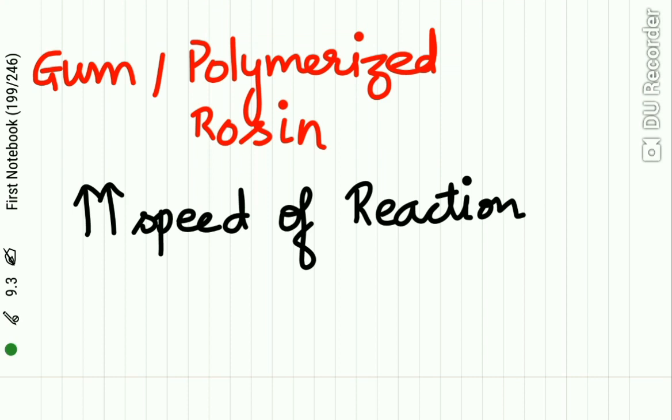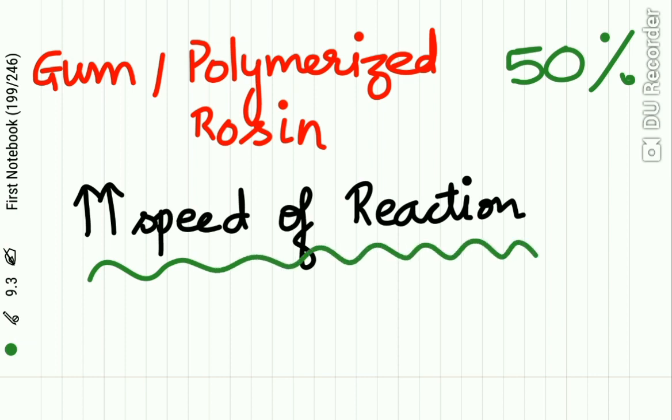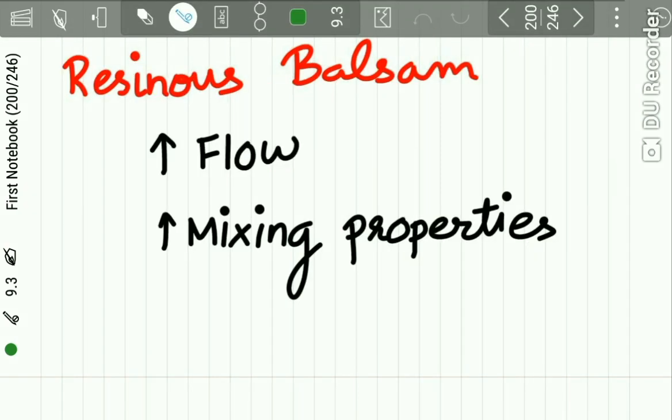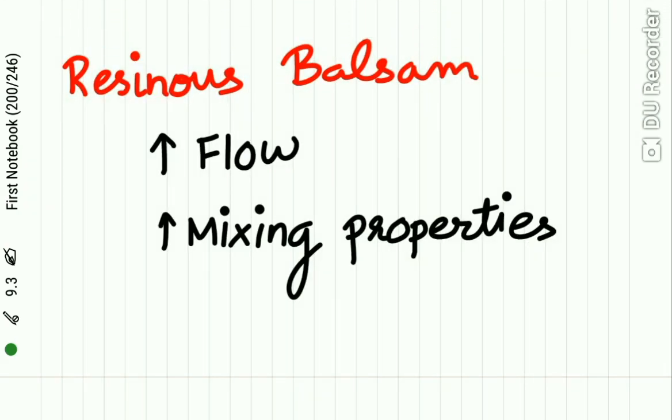Now, in the accelerator paste, the gum or the polymerized rosin which is present in maximum quantity, what is the use of this? It increases the speed of reaction. When we start mixing the two pastes, this gum or the polymerized rosin increases the speed of reaction. Secondly, the resinous balsam, it increases flow and increases the mixing properties.